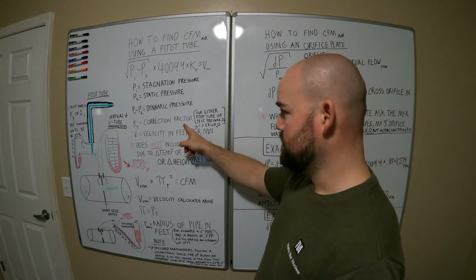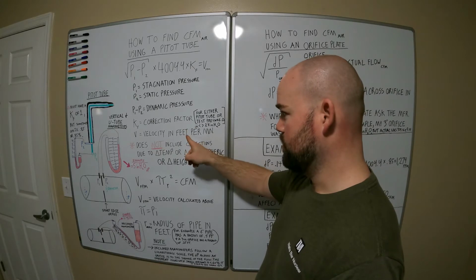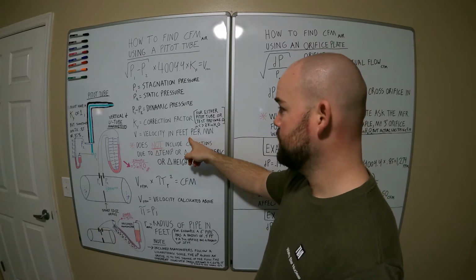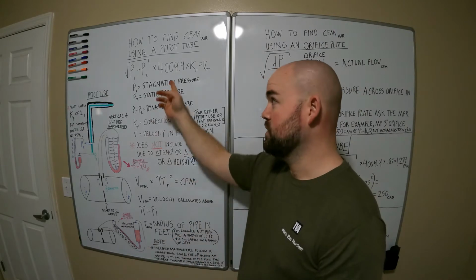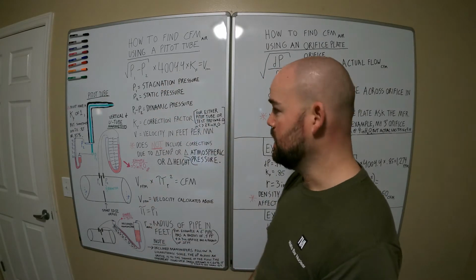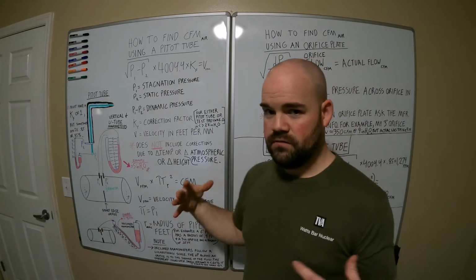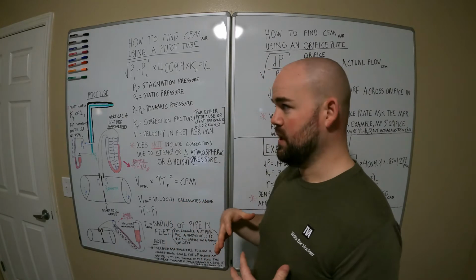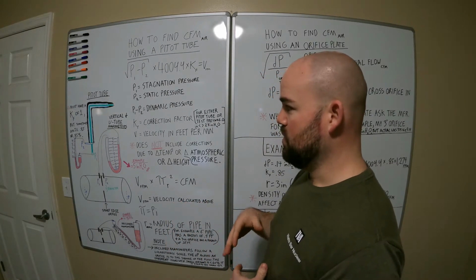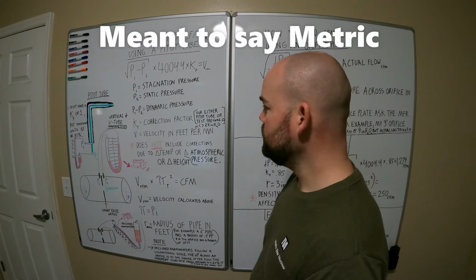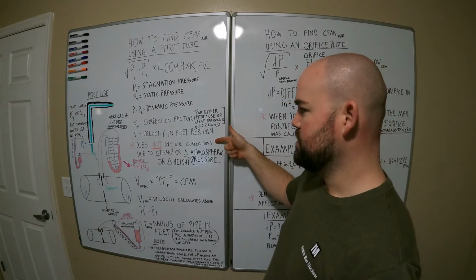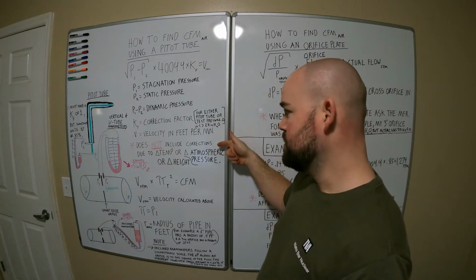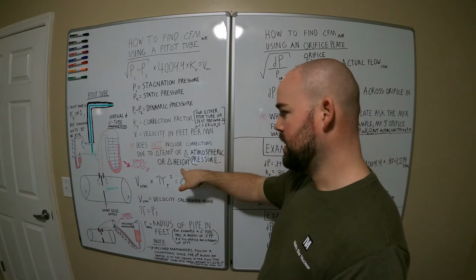So K factor, it's either your pitot tube correction factor or your correction factor in inches of water. This is going to give you velocity in feet per minute. That's what this constant gets you. Feet per minute, which is what in the United States we're going to talk about, and I'm not going to get into empirical stuff. So this does not include corrections due to changes in temperature, changes in atmospheric pressure, or height.